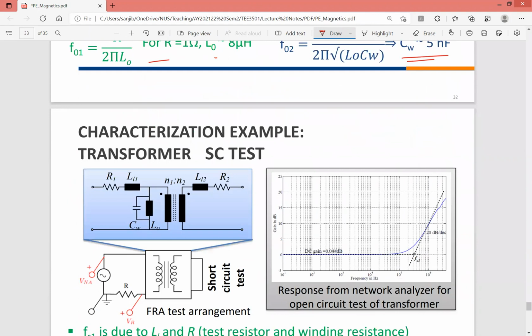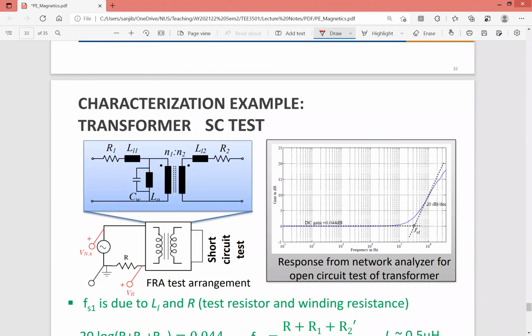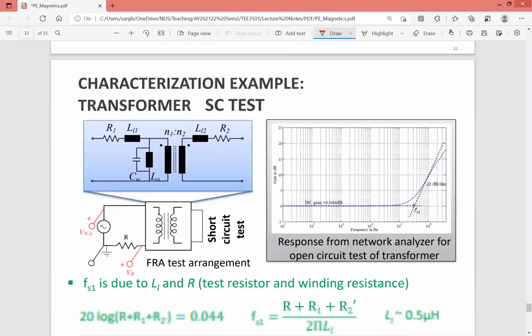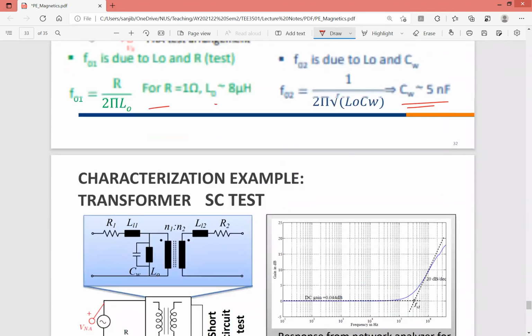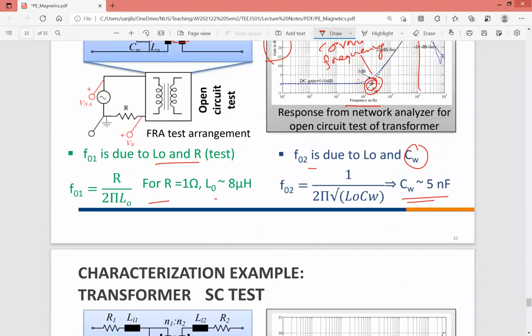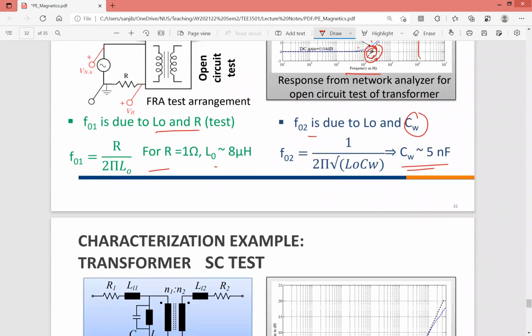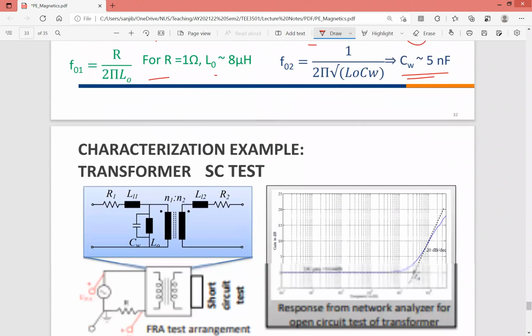The short circuit test and open circuit test give you different results. If you do the short circuit test, you will find the leakage inductance. If you do the open circuit test, you will find the magnetizing inductance. This is something we had done before in the module, right?